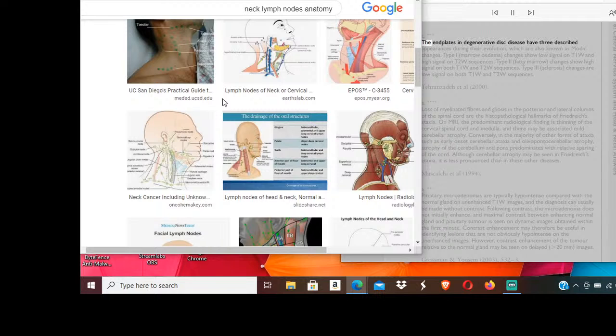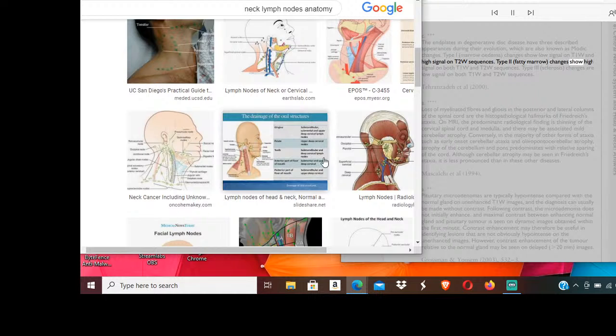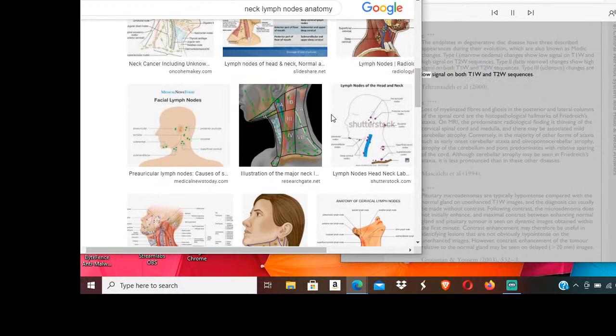11. C. The end plates in degenerative disc disease have 3 described appearances during their evolution, which are also known as Modic changes. Type 1, marrow edema, changes show low signal on T1W and high signal on T2W sequences. Type 2, fatty marrow, changes show high signal on both T1W and T2W sequences. Type 3, sclerosis, changes are low signal on both T1W and T2W sequences. Terranzadeh et al., 2000.